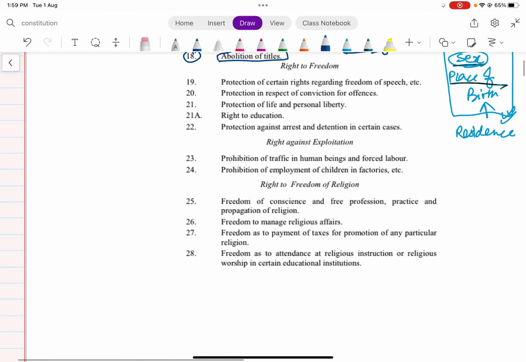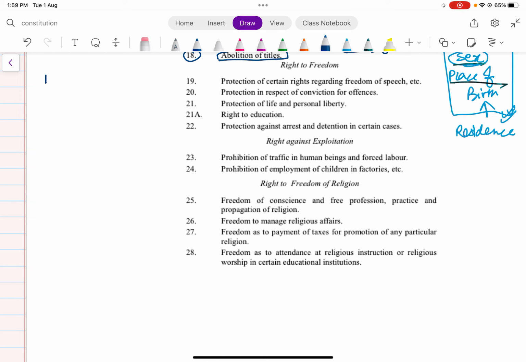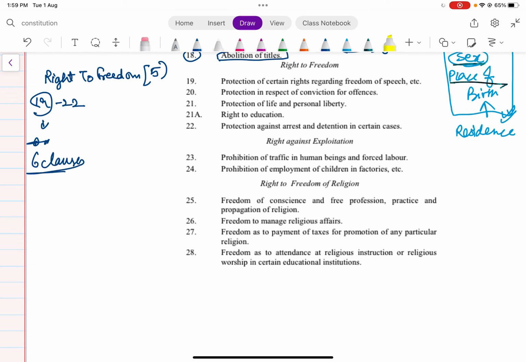Next we are going to the right to freedom. The right to freedom has Articles 19 to 22, again 5 articles, but Article 19 itself has 6 clauses. We'll be studying that when we go into the detail. Article 19 is protection of certain rights, because 'certain rights' means there are more than one, 6 in total.